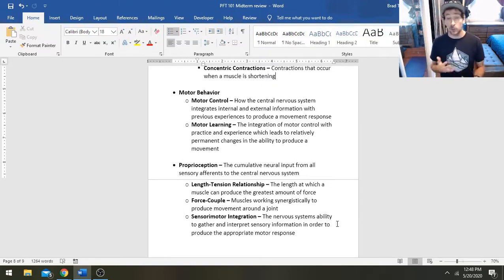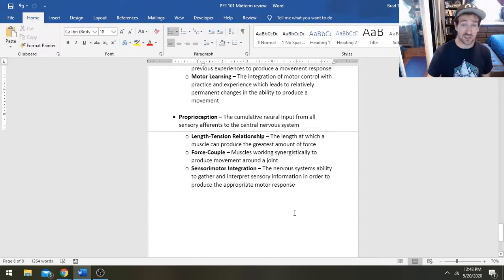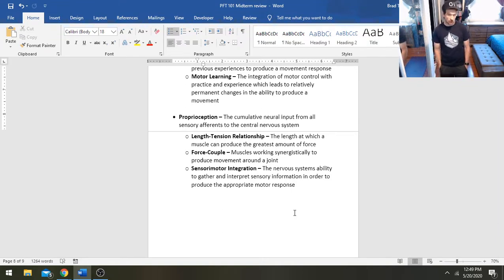So proprioception, the cumulative neural input from all of those receptors, is how your brain is interpreting that information. Without proprioception, we can't have motor behavior. Three main concepts are related to our proprioception, how we maintain it and how we can alter it: length tension relationships, force couples, and sensory motor integration, right?